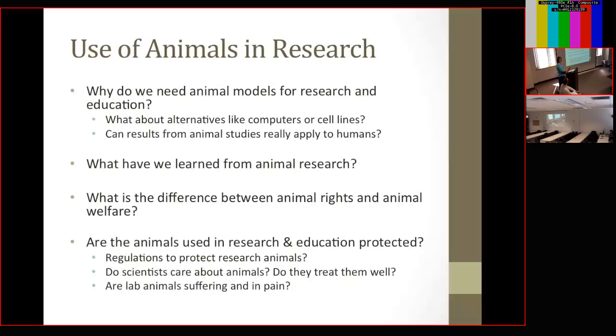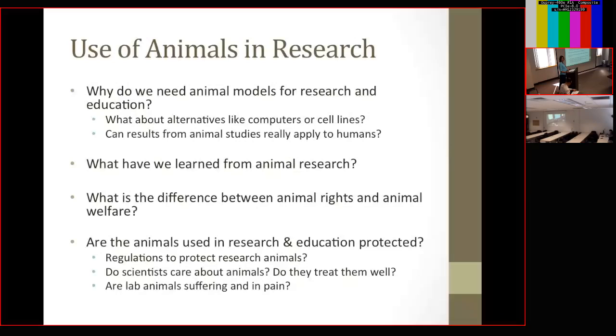Often when you're talking to people outside the research field, they'll bring up questions like, why do we have to use live animals? We have other alternatives like computer simulation or cell culture. Why can't those be used instead? Or you might be asked, can the results we get from animal studies really be applied to humans? We'll also talk about what we've learned so far from animal research, and I'll give a few examples of some research fields where animal models continue to play a large role.